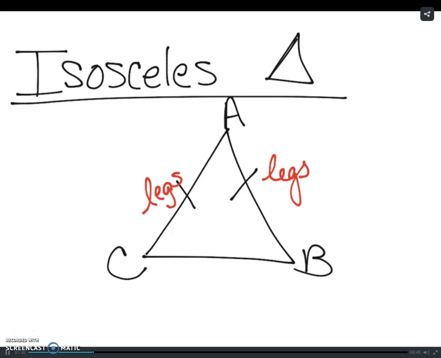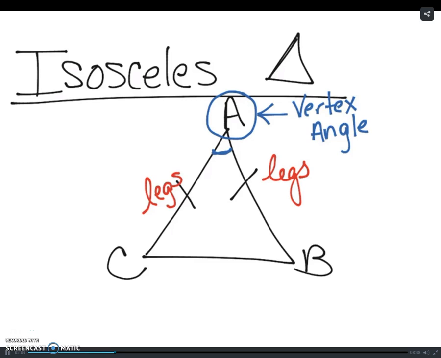Next, we're going to have what's called the vertex angle. In this case, that is going to be angle A up here. This is our vertex angle. The vertex angle on an isosceles triangle is always created by the two legs. So you're going to identify the legs first, and once you've identified those, you're going to look and see which angle is created by those two legs. That will be your vertex angle.